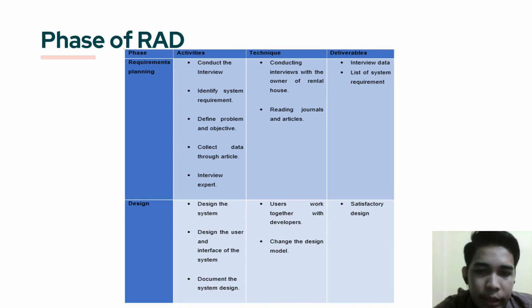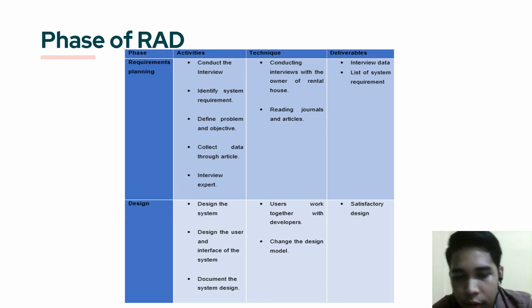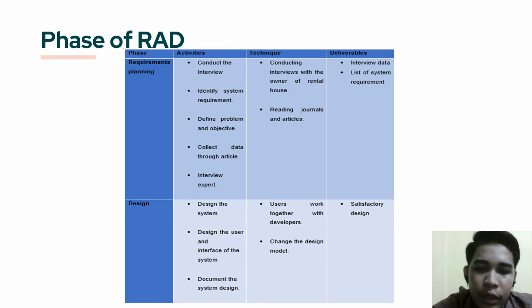In the slide right now, there is a table where we can see the phases of RAD that will be utilized in this application. The first one is requirement planning. Requirement planning is to know the need for building this application among students and landlords. Qualitative survey questionnaires will be conducted with open-ended questions to engage with them through survey questions.